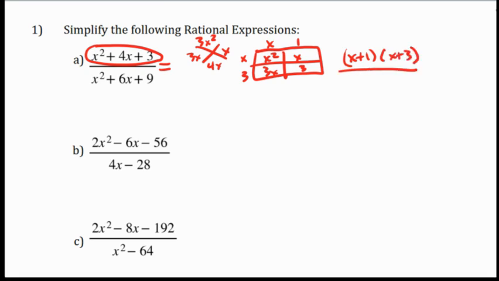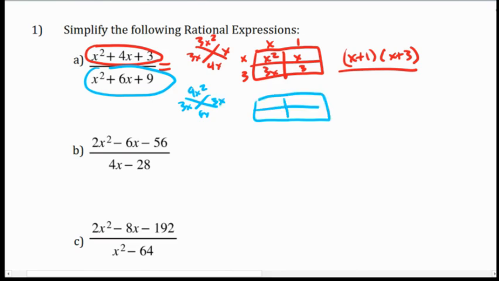Now the bottom here, same idea. I'm going to use the diamond and box, 9x squared and 6x. This has to be 3x and 3x. So first term goes in the first box, last term goes in the last box. The terms that I got from my diamond get this. And so now I have x plus 3 times x plus 3 in the bottom. So if you know how to factor, these become fairly straightforward.